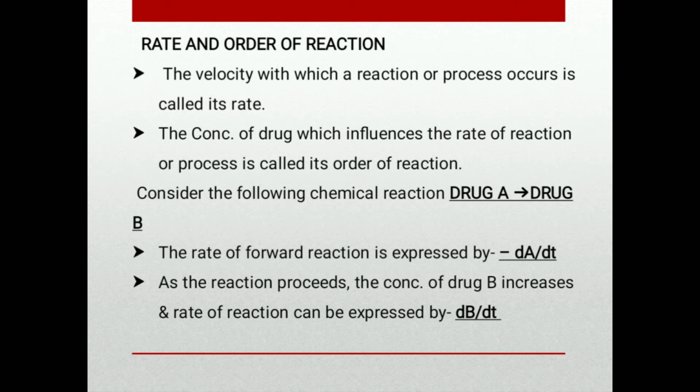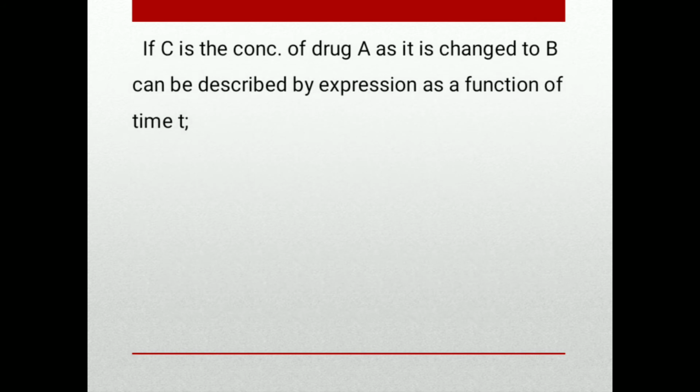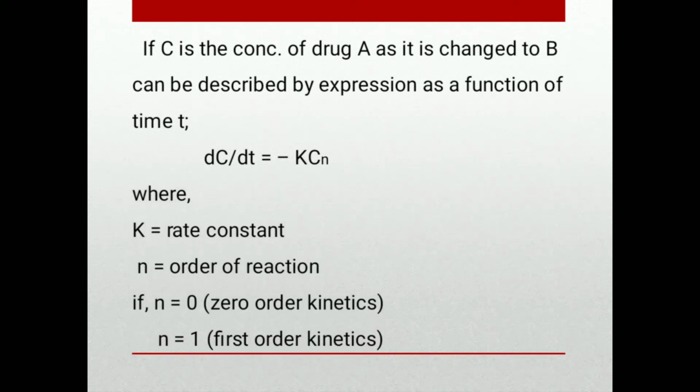Then further, if C is the concentration of drug A, as it changes to B, it can be described by an expression as a function of time t, that is dC/dt = -kC^n, where k is the rate constant, n is the order of reaction. If n is equal to 0, then it is zero order kinetics, and if n is equal to 1, then it's first order kinetics.